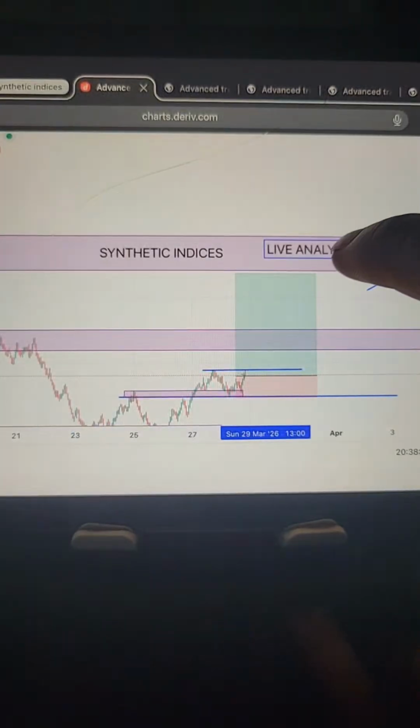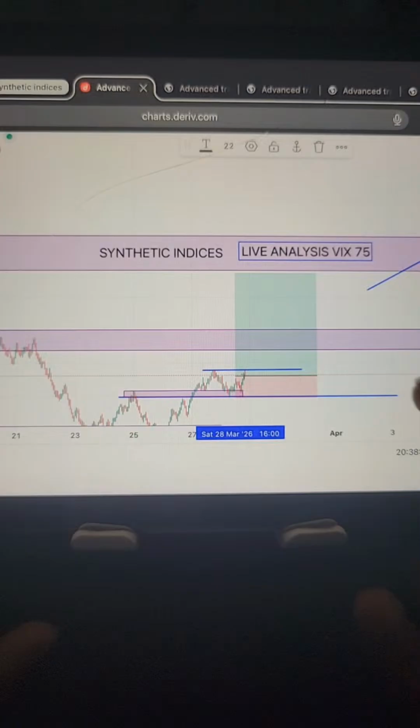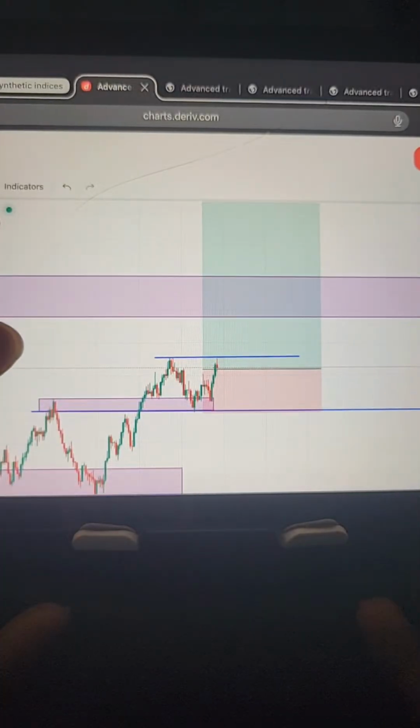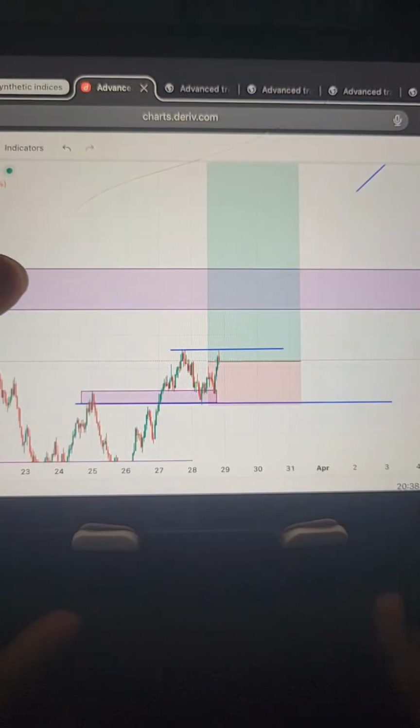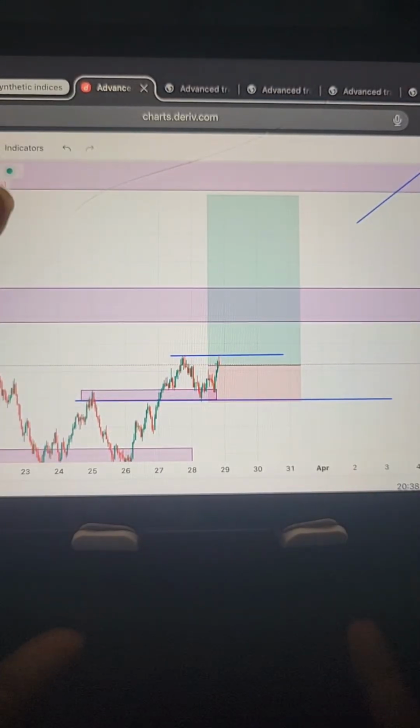So synthetic indices is always very cool and easy to trade as long as your analysis is correct. Unlike the forex asset, whereby you have to be looking at the news and every other thing before you get involved in any trade.